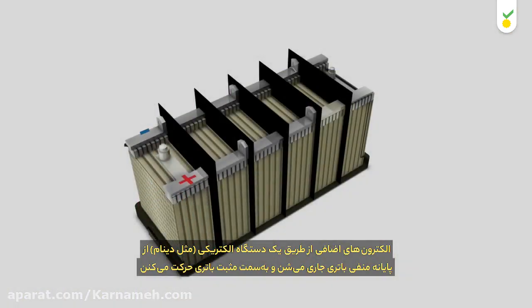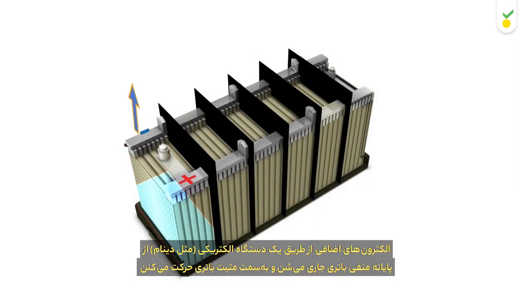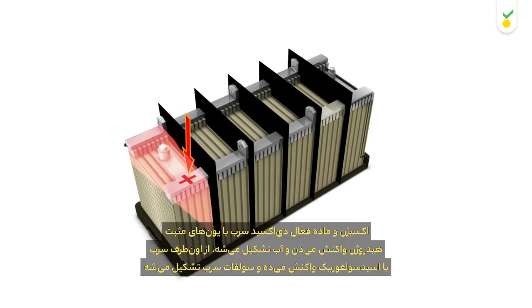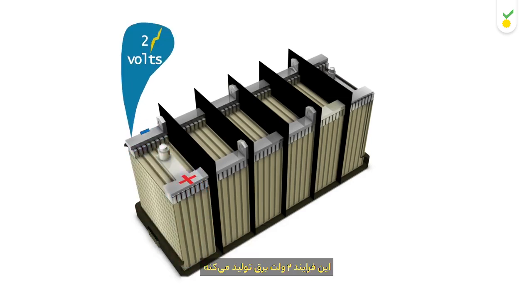The excess electrons flow out the negative side of the battery, through the electrical device, and back to the positive side of the battery. At the positive battery terminal, the electrons rush back in and are accepted by the positive plates. The oxygen in the active material, lead dioxide, reacts with the hydrogen ions to form water, and the lead reacts with the sulfuric acid to form lead sulfate. This process produces 2 volts of electricity.